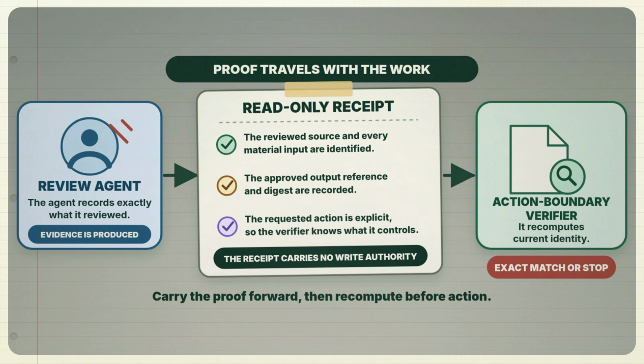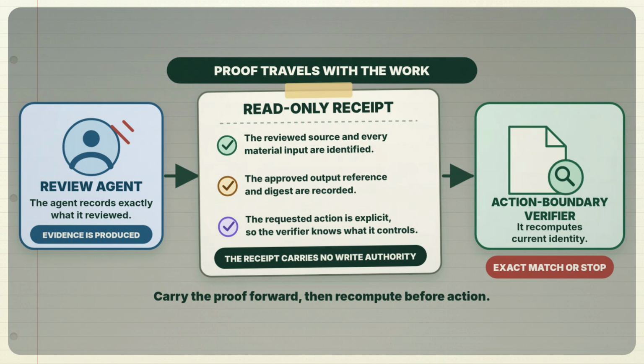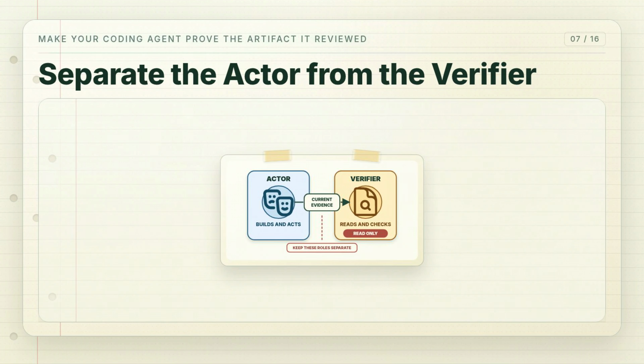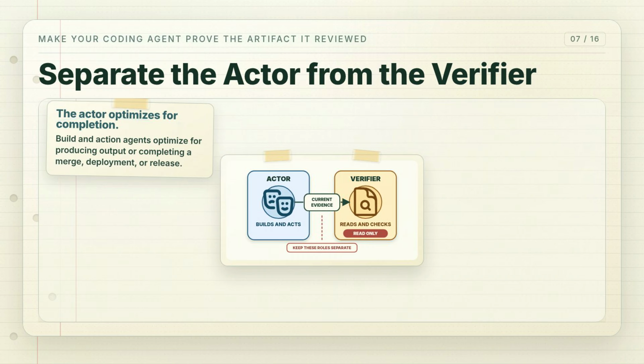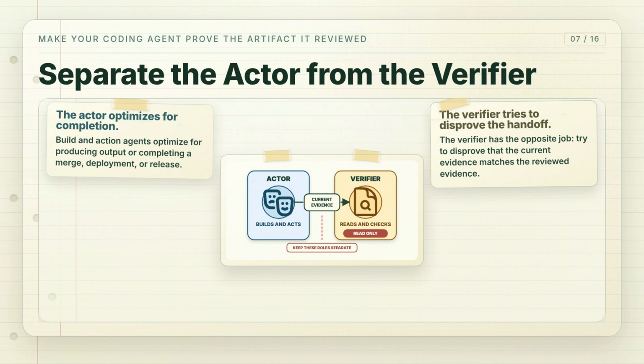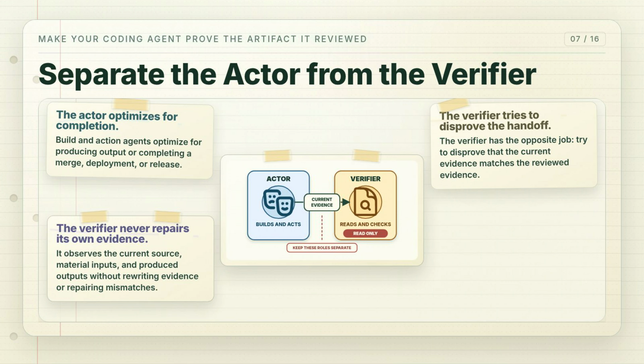Now a downstream agent can verify current state without reconstructing approval from chat, and a retry cannot inherit evidence from an older run. Keep the verifier separate and read only. Build and action agents optimize for producing output or completing a merge, deployment, or release. The verifier has the opposite job. Try to disprove that the current evidence matches the reviewed evidence. It loads the expected identities. It then observes 3 things: the current source revision, the material inputs, and the produced outputs. Finally, it returns a component ledger without rewriting evidence or repairing mismatches.